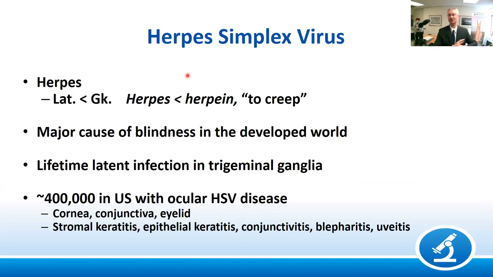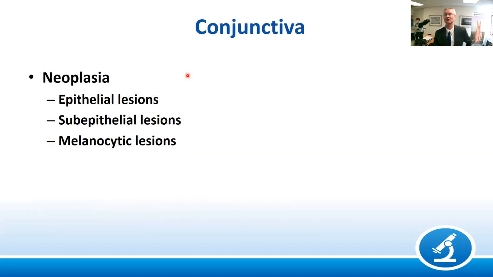Okay, just a few words about herpes simplex virus. Herpes is from the Latin, which means to creep, and it's a major cause of blindness in the world. This virus lives latently for the entire lifetime in the trigeminal ganglia. There are hundreds of thousands of cases that involve the eye just in the United States alone, that can involve the cornea, the conjunctiva, the eyelid, and present with a stromal keratitis, an epithelial keratitis, and in our case, this severe conjunctivitis. So always be on the lookout for herpes.